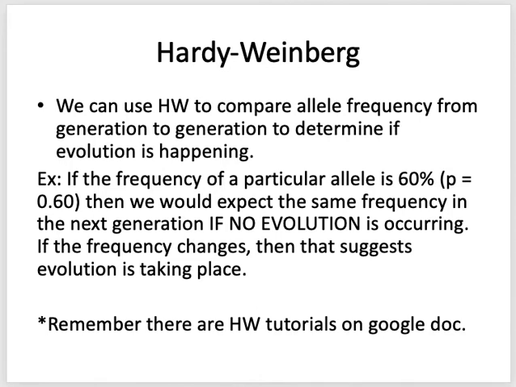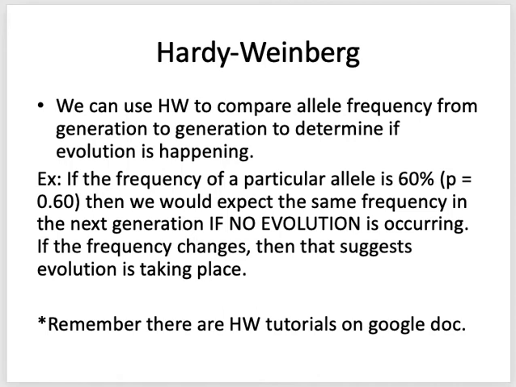So, for example, how this would work. If we use the Hardy Weinberg equation on a population and determine that a particular allele, let's say the dominant allele, has a frequency of 60%, that would be p equals 0.60, then if no evolution is occurring, that is to say, if the Hardy Weinberg principle is at play, then if we run the equation on a subsequent generation of the same population, we would expect to get the exact same frequency of that allele, 60%.